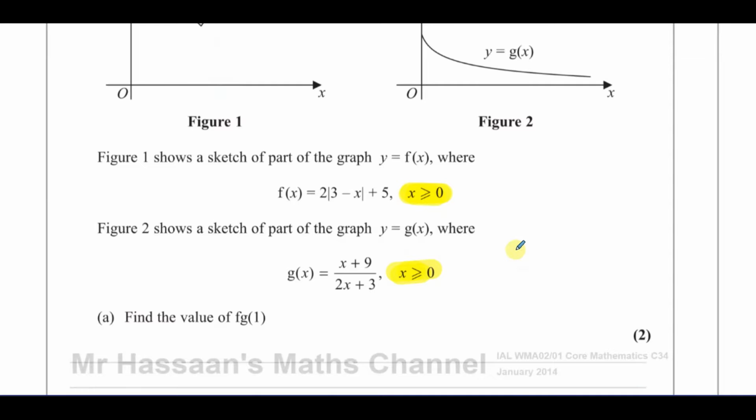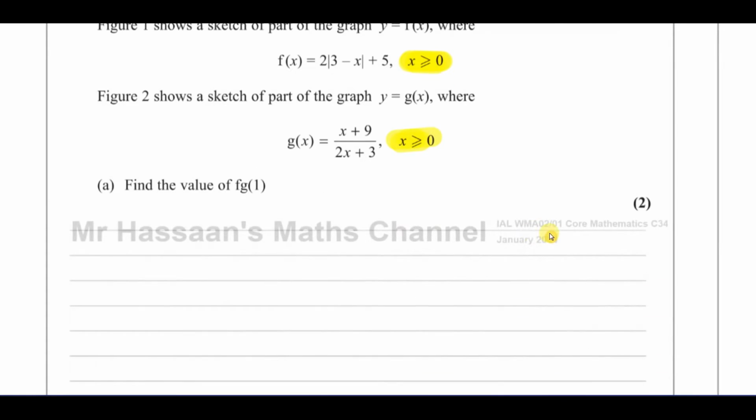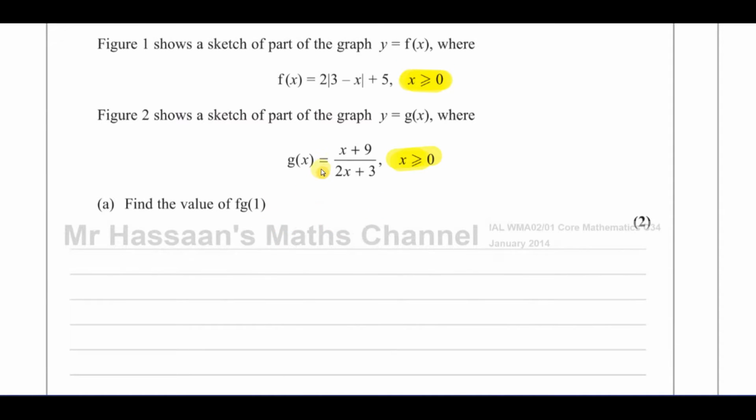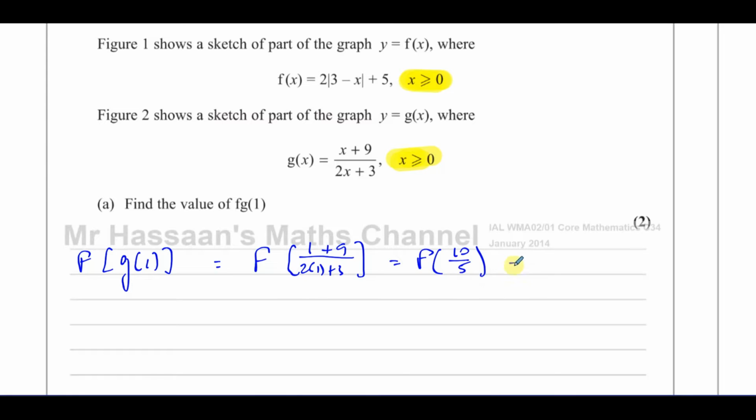Now, it says find the value of fg(1). What that means is pretty simple. You take the function g and replace the x with 1. So fg(1) means put g(1) into function f. So you take (x + 9) over (2x + 3), which becomes (1 + 9) over (2 times 1 + 3). That gives us 1 plus 9, which is 10, over 2 plus 3, which is 5, which is 2. So that gives us f(2).